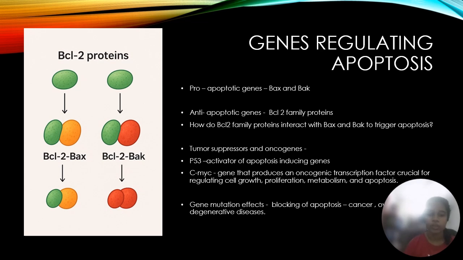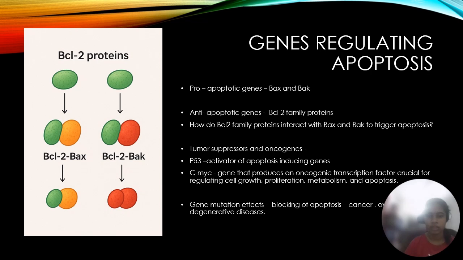Then the other group is oncogenes. One example is CMYC. These can promote cell survival, growth and proliferation. But when these genes are mutated, there is a disruption in apoptosis, and that will lead to cancer. So what is CMYC? It is an oncogene that produces a transcription factor that is important for regulating cell growth, proliferation, metabolism, and apoptosis. This is important. When this gets mutated, you get cancer.